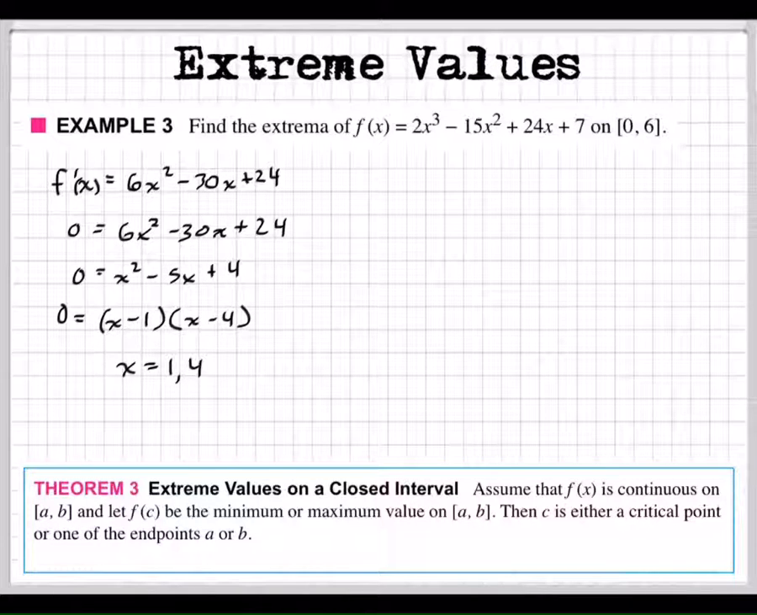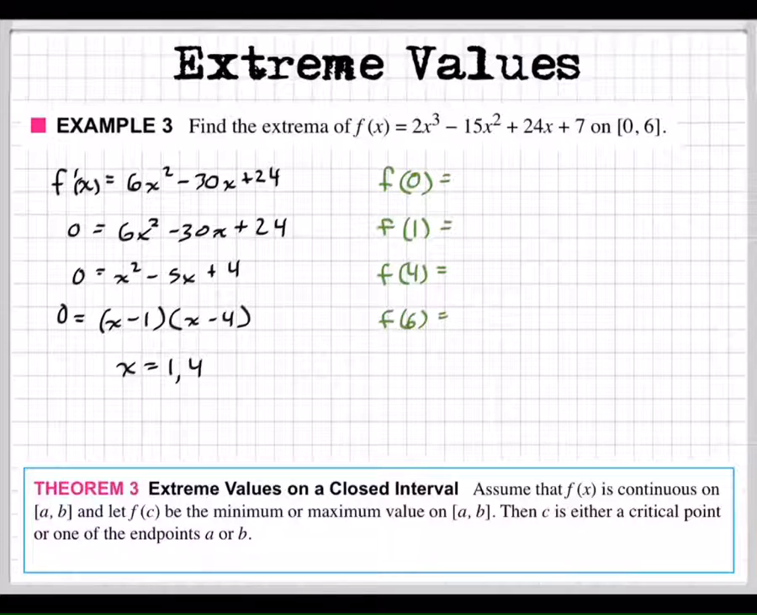So how do we know, since our endpoints are right here, which ones are the maximums and which ones are the minimums? How are we going to find out where they're at on the graph? Plug them in! That's right. So we have f of 0 equals something, then f of 1 equals something, f of 4 equals something, and f of 6. We got to find all of those.